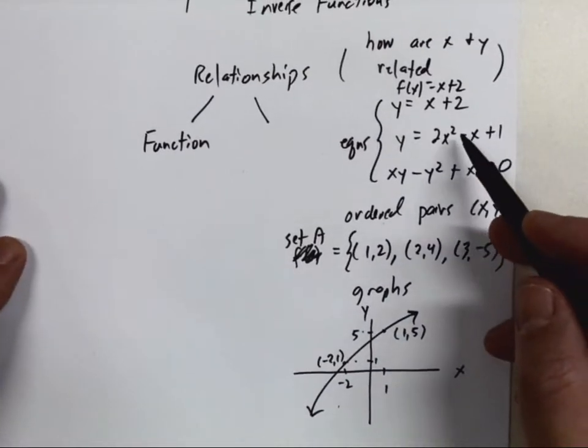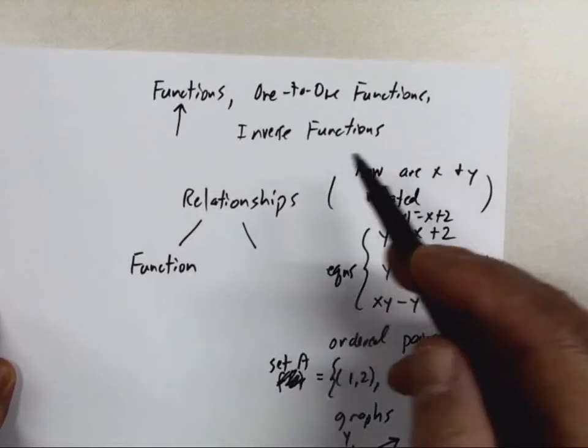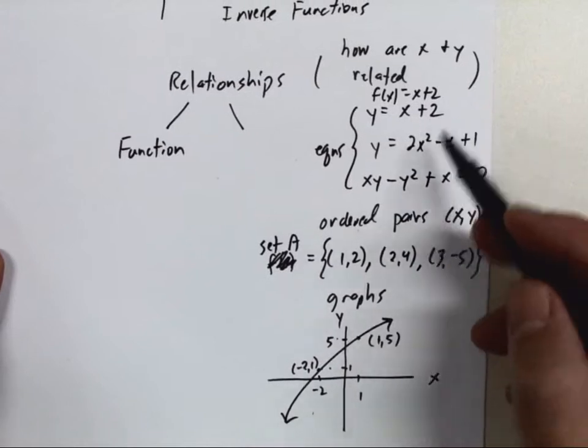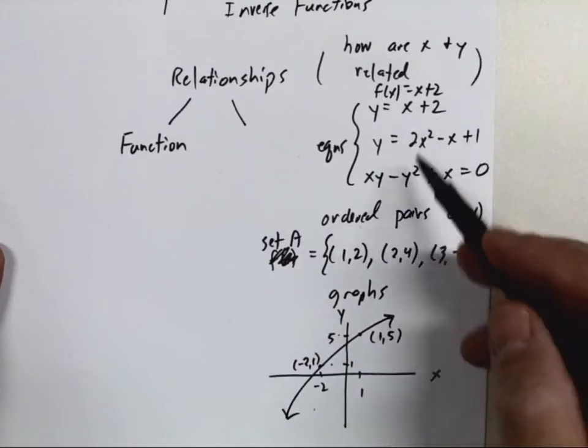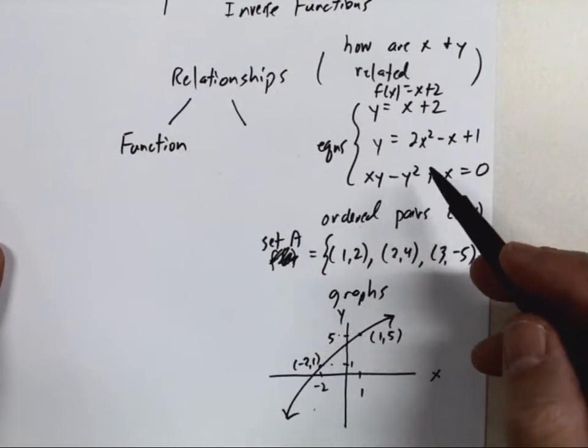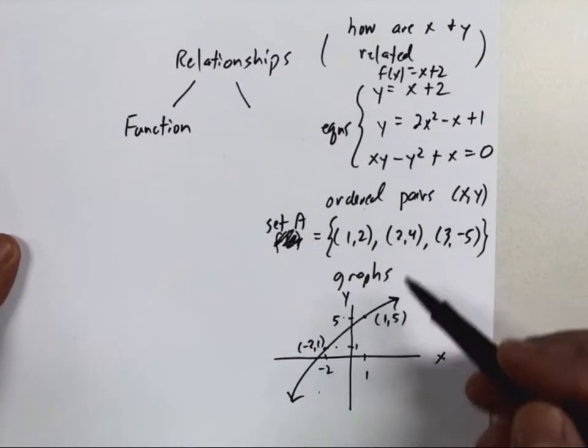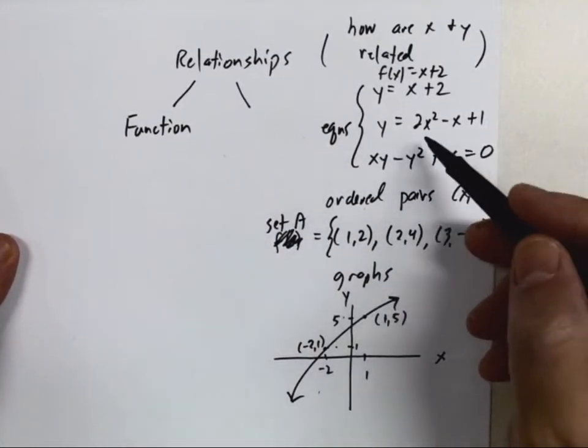So as we describe functions, one-to-one functions, and inverse functions, these are the 3 different ways we're going to talk about it, 3 kinds of relationships. Typically we'll do ordered pairs first, then graphs, then equations.